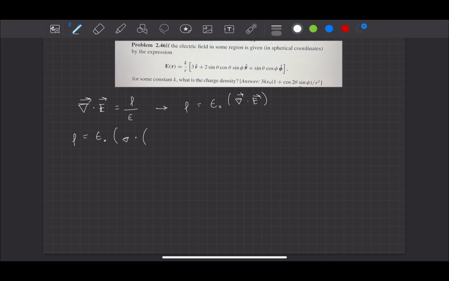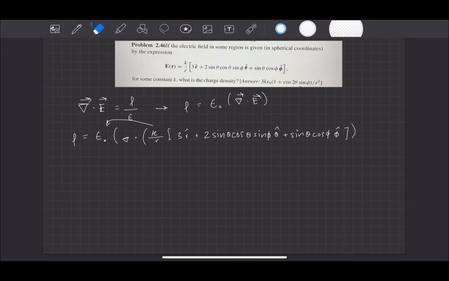So all I'm doing here is replacing the electric field with the electric field that they give us, just so it's easier to visualize. And I'm going to take out K from the electric field since it's just a constant and we don't have to take the divergence of K. So I'm just taking it out. And the last thing I'm going to do here is multiply out the 1 over r that we're left with so that it's easier to take the divergence later on. So I'm just rewriting the whole equation here.